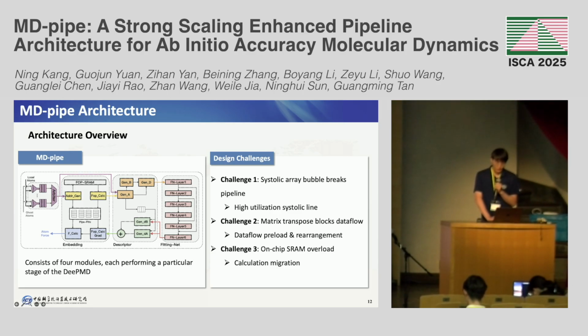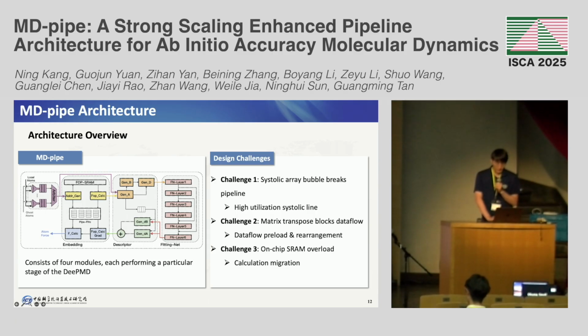First, we have the systolic array bubble problem. Due to the injection and the drain time, the systolic array can stall, reducing efficiency. To solve this, we introduce the high utilization systolic line, which minimizes idle cycles and keeps computations flowing smoothly.